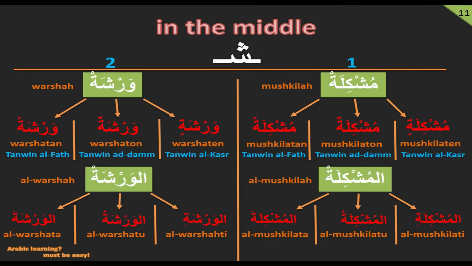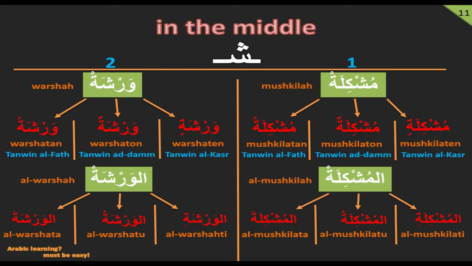So, the noun mushkila is a noun without al-ta'rif. With tanween al-fath would be mushkilatan. With tanween al-dam mushkilatun. And with tanween al-kasr mushkilatin. Now, with التعريف المشكلة with فتحة at the end المشكلة with ضمة المشكلة and with كسرة المشكلة.